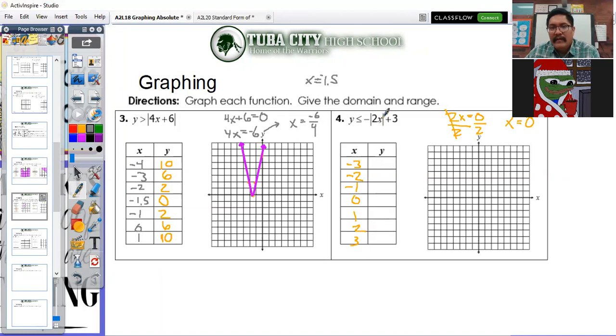So -3 times 2 is -6. So if I put my first value in there, I get -6 on the inside of the absolute value sign.